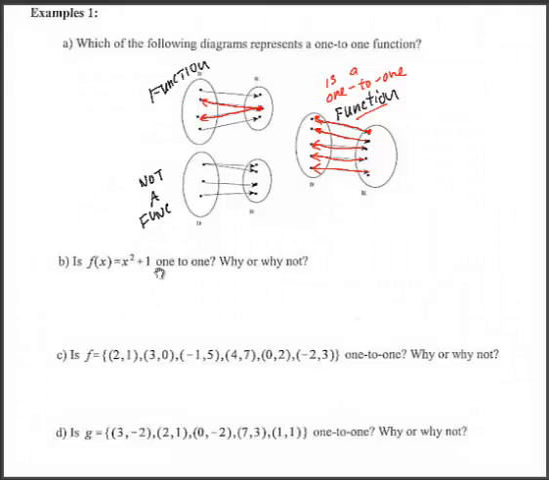Okay, so this leads us to B, and we have an algebraic expression for our f of x, and the question is, is this one-to-one? Well, x squared plus 1 is a function, but it is not one-to-one. So no. And it has to do with this x squared part. So let's just take a look at the base function, y equals x squared. It would start at the origin.